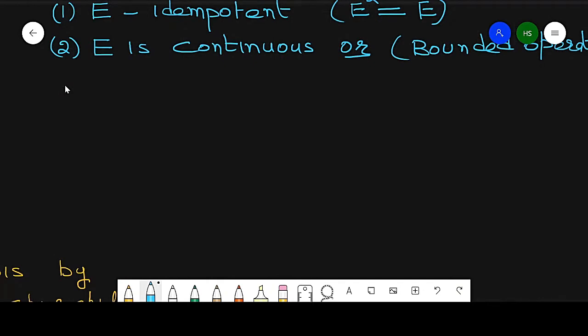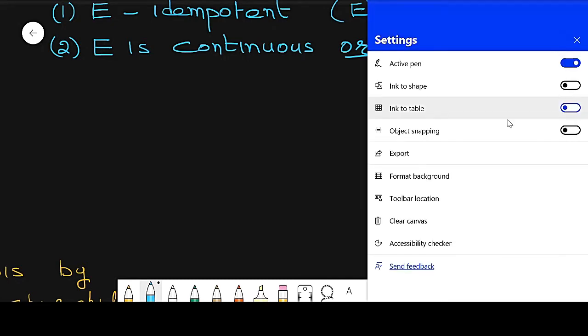So the definition of a projection is an idempotent operator. Idempotent operator means E square equals E and E is continuous. We can say that E is a bounded operator. So, just understand this concept.